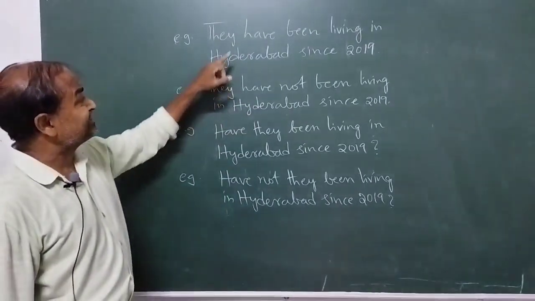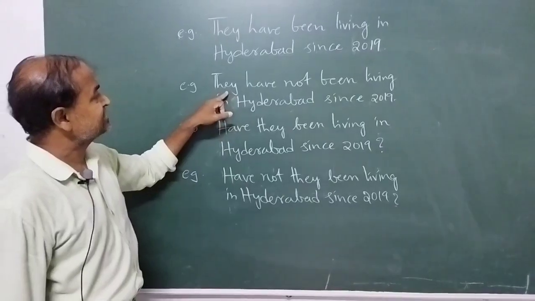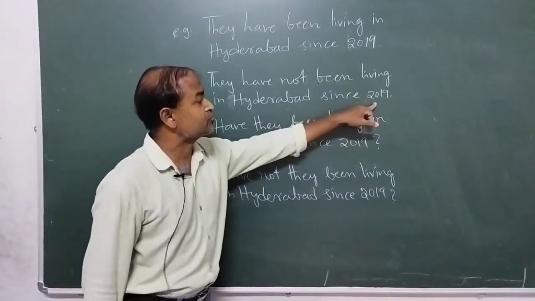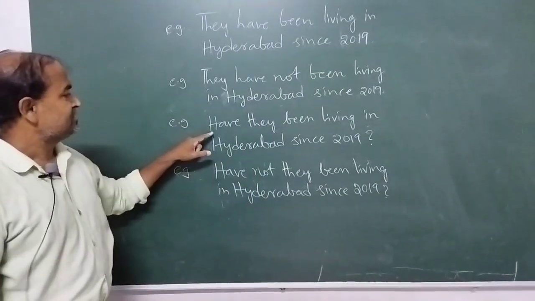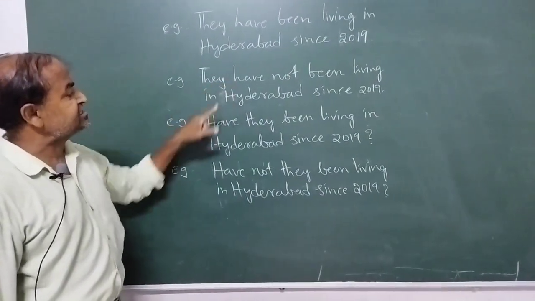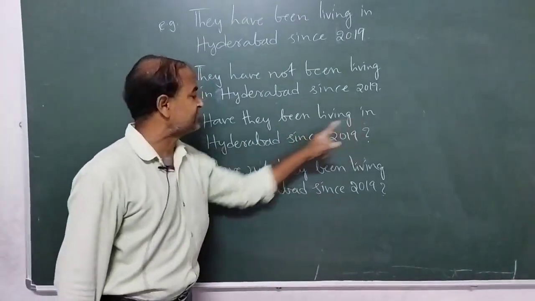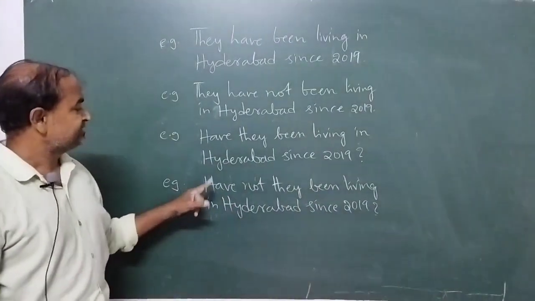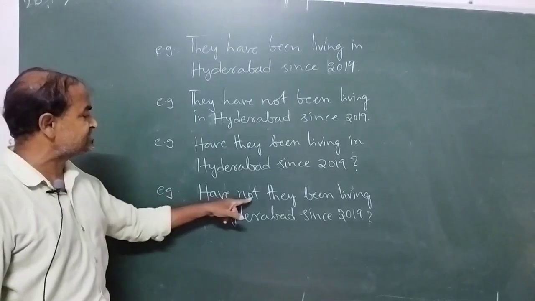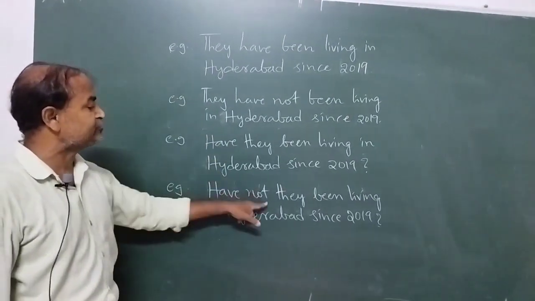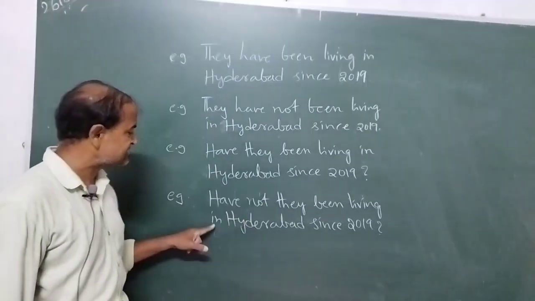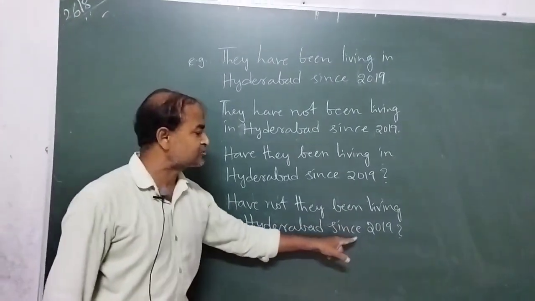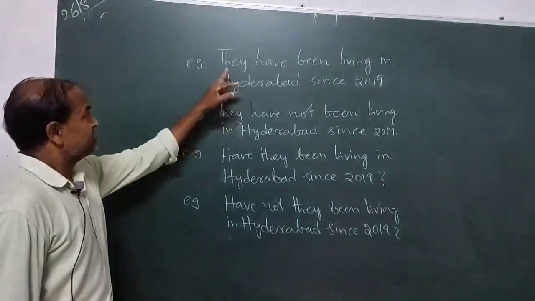Now you see, the negative sense of this sentence is, they have not been living in Hyderabad since 2019. The interrogative sense of this sentence is, have they been living in Hyderabad since 2019? The negative interrogative sense of this sentence is, have not they been living in Hyderabad since 2019?